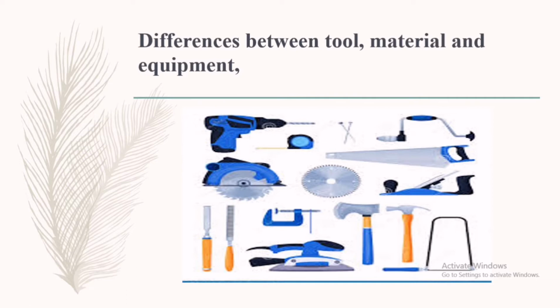On the other hand, when we say equipment, also known as power tool, it is usually a machine that uses electricity and battery to operate. And then the last one is material. When we say material, it refers to the different consumable things that are used to perform a specific task. Now, here are some of the tools, equipment, and materials in carpentry.